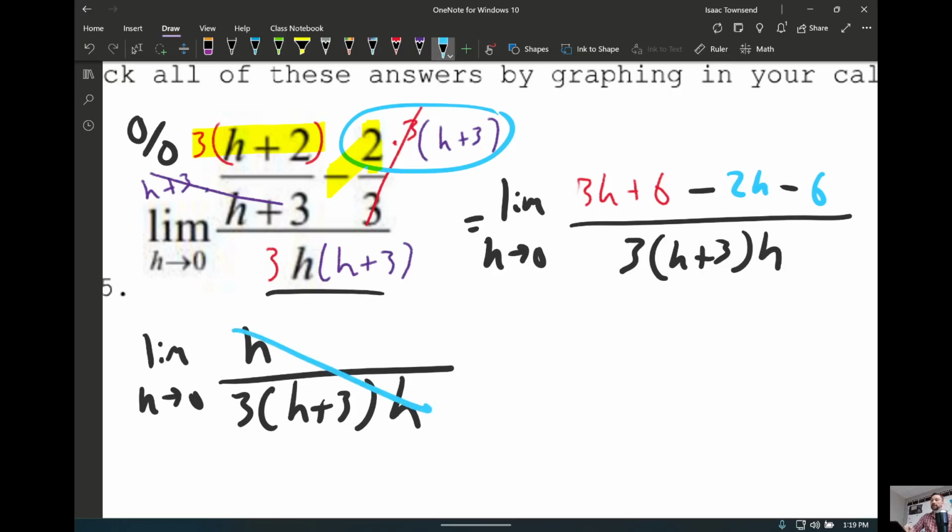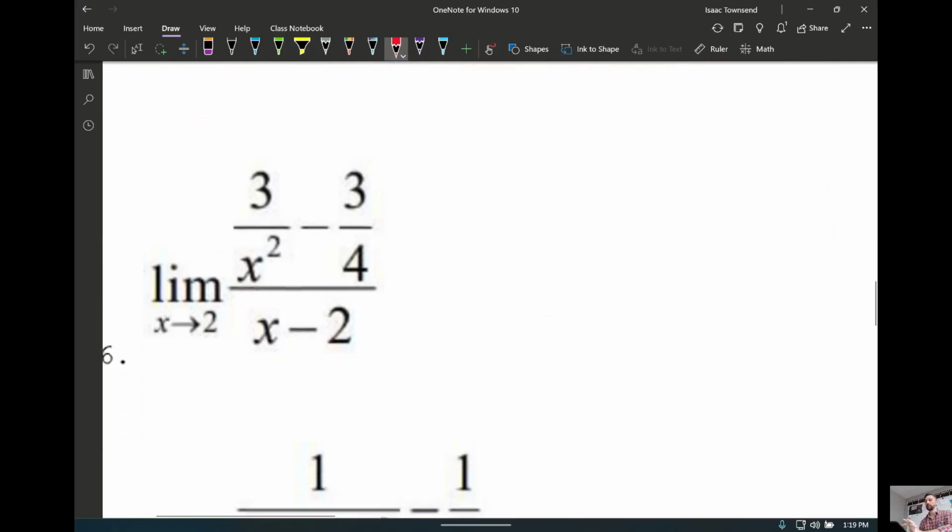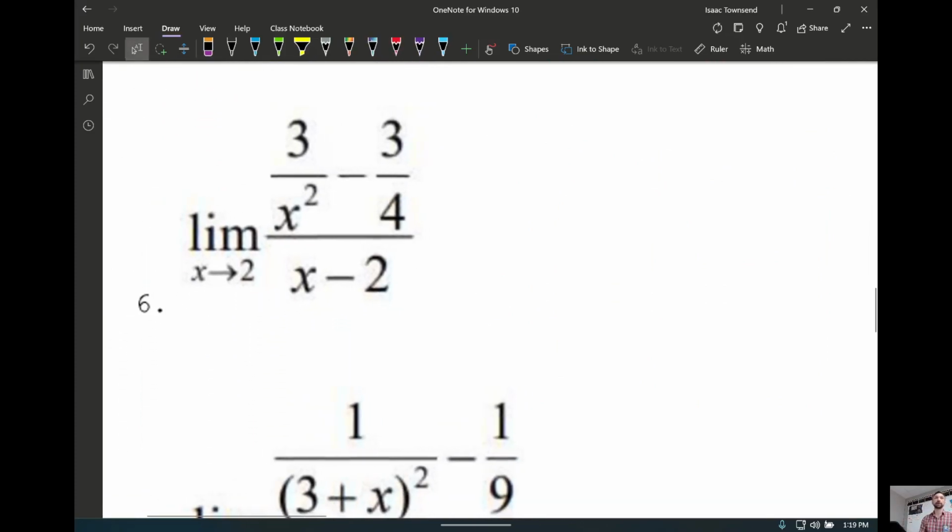Now we can see something cancels, and as soon as something cancels, just like we've seen for two classes now, third class now, once something cancels, direct substitution should work out just fine. One ninth. Okay, anything specific about that one?